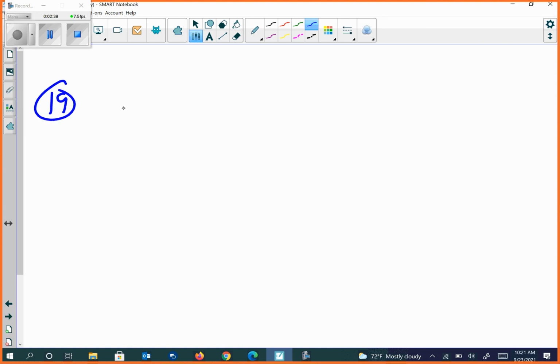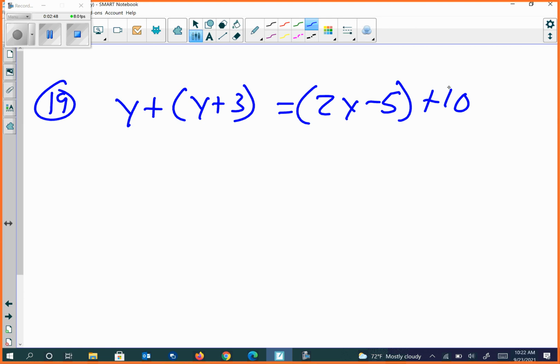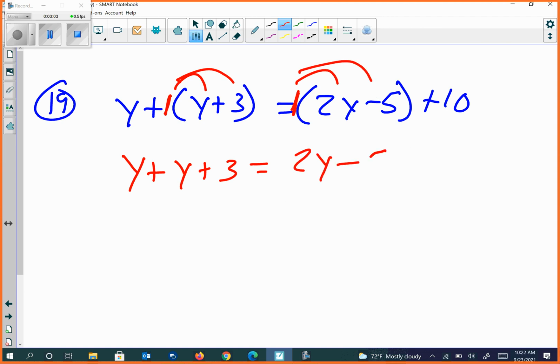Number 19, we have y plus 3 equals 2y minus 5 plus 10. Well, one thing you have to realize is I don't really have a number sitting out in front. I mean, I guess I do have a 1 in front of both of those parentheses. So if I distribute a 1 over the parentheses, we can just drop the parentheses. And same thing here. I can just drop the parentheses. And then it says solve the following equations. Okay, so that means we want to get y by itself.